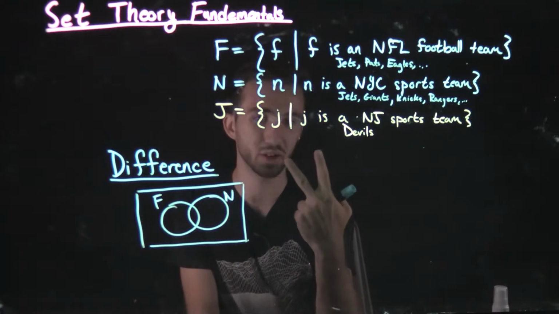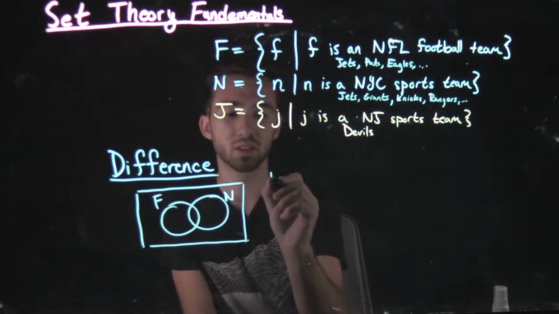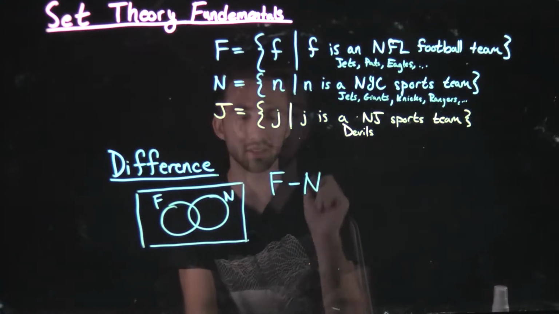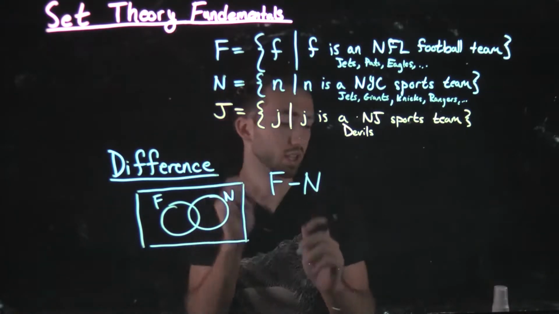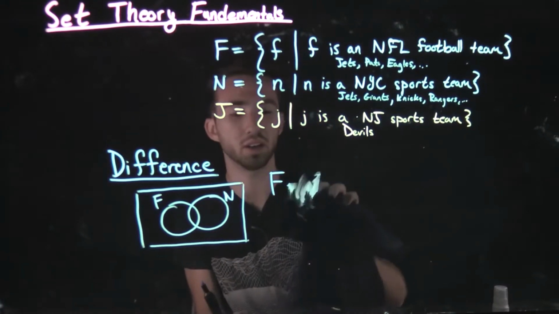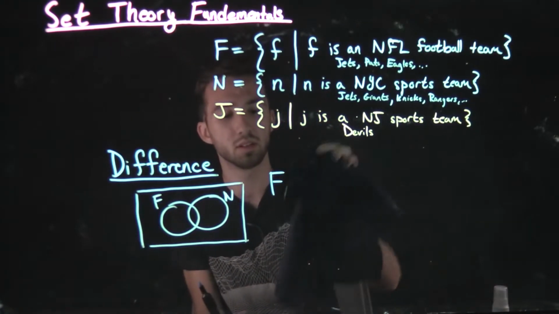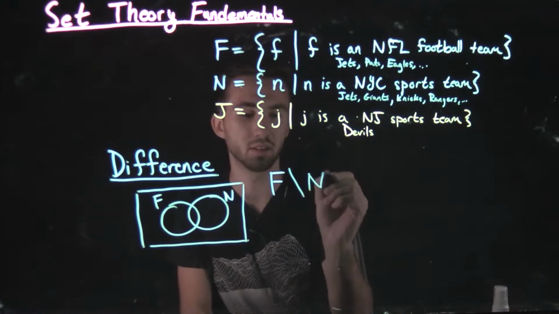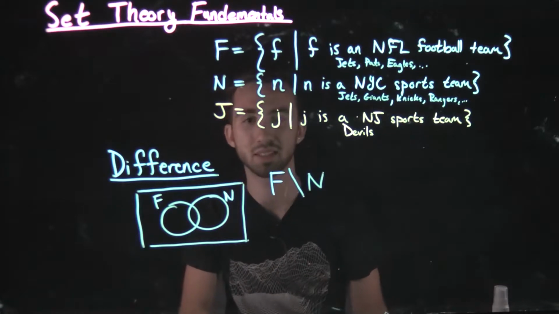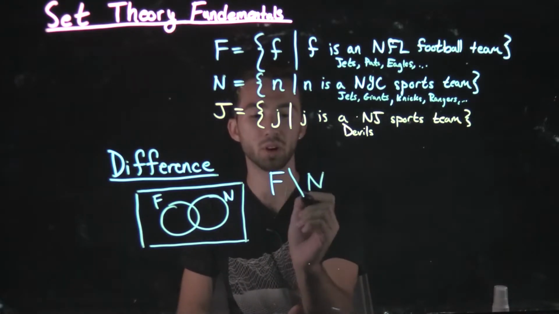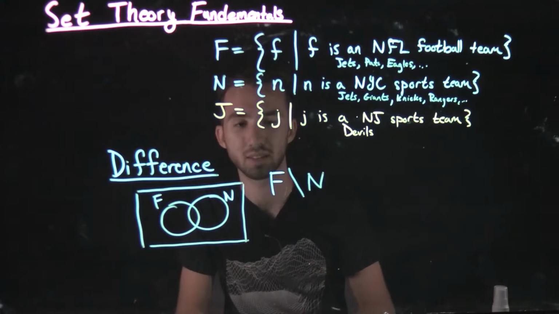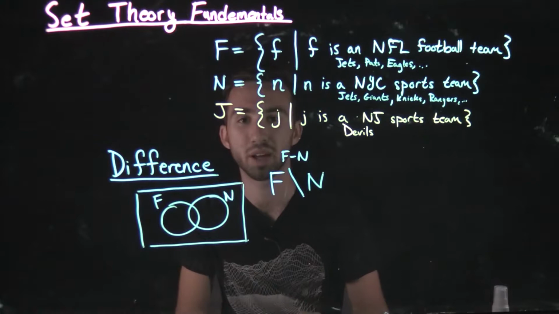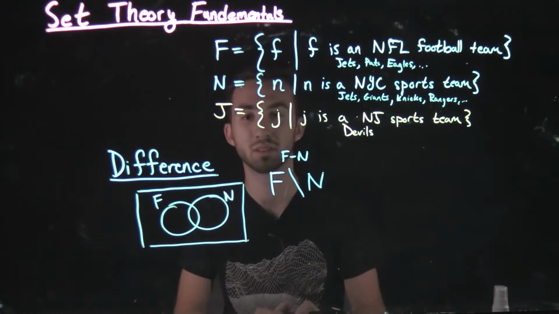Now, there are two different notations for set difference. Some people write it F minus N, but my preferred notation, and this is the one I use when I'm doing set differences, is F backslash N. Why? Because minus sometimes means other things. So when working with sets, I use the backslash notation. But if you find F minus N to be better and less confusing, by all means, go for it.